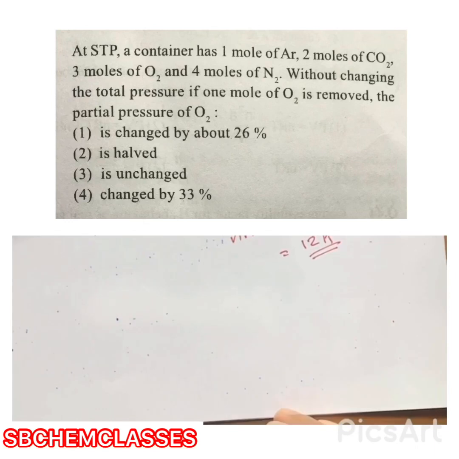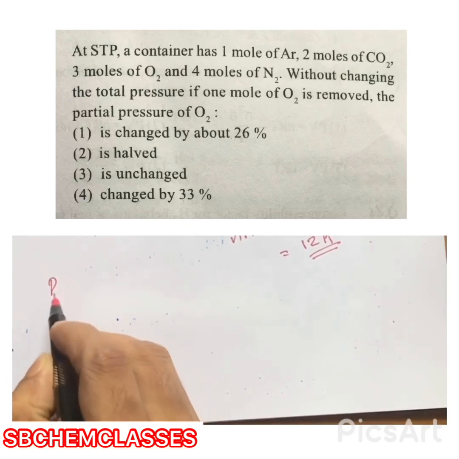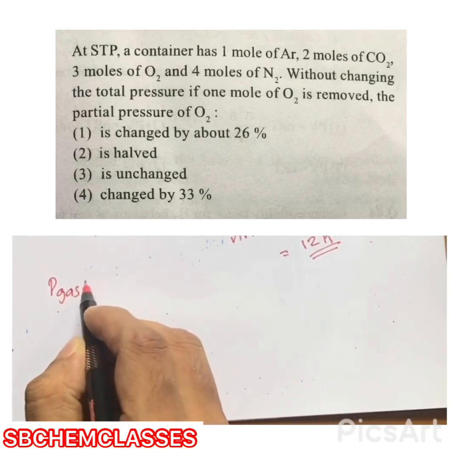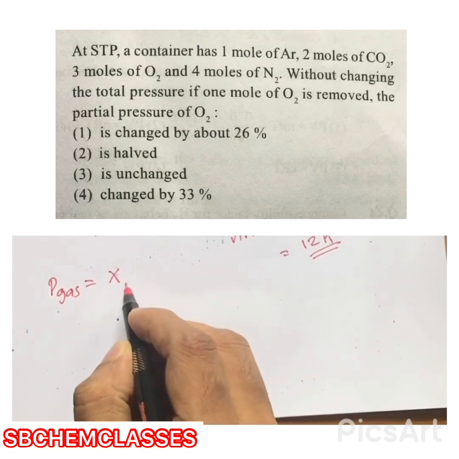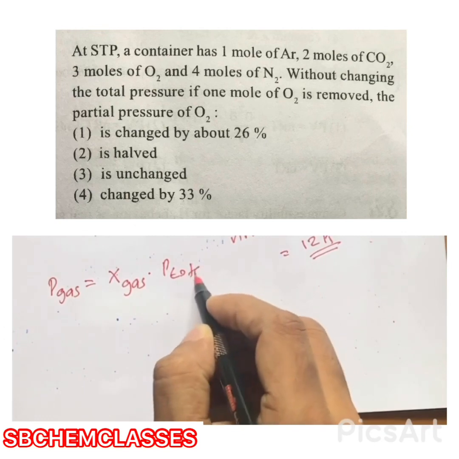At STP, a container has 1 mole argon, 2 mole CO2, 3 mole O2, 4 mole N2. Without changing the total pressure, if 1 mole O2 is removed, the partial pressure of O2 becomes. So, partial pressure of any gas equal to mole fraction of that gas into total pressure.